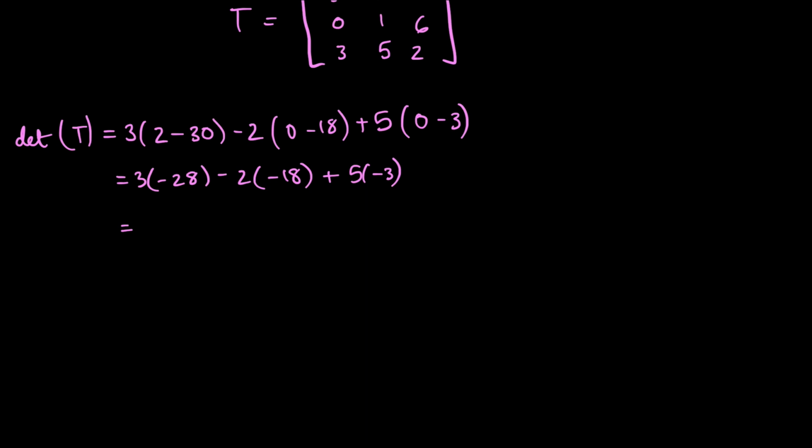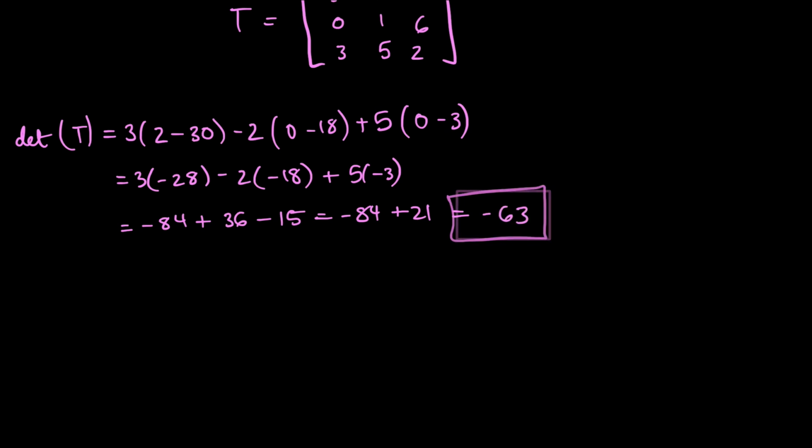3 times negative 28 is, 3 times 8 is 24, negative 84, minus 2 times negative 18. Negative times negative makes it positive. 2 times 18 is 36, plus 5 times 3 is 15. So this is negative 84. 36 minus 15 is 21. And that gives me negative 63. And that's it.